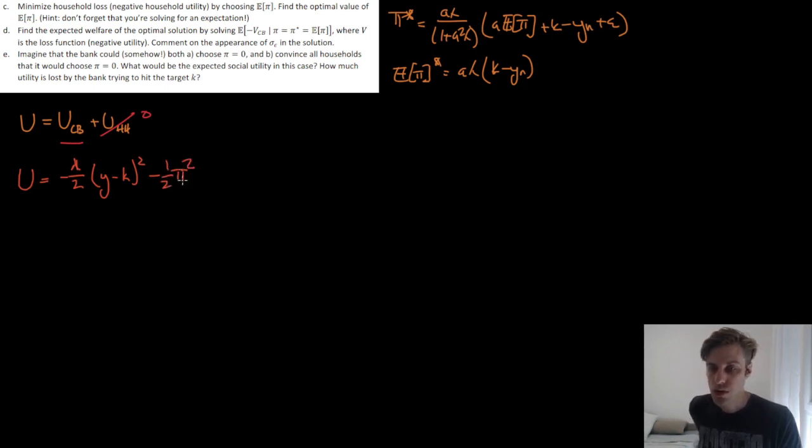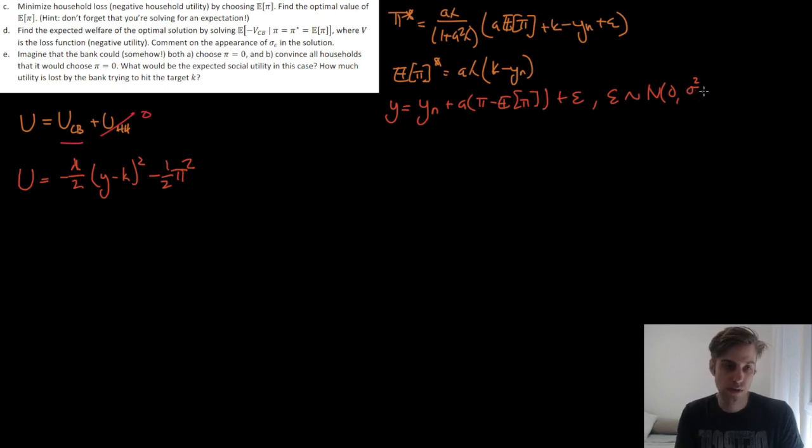And so our goal is going to be to plug in for y. And we remember that y is equal to yn plus a surprise inflation, pi minus expected pi, plus a shock. And we need to remember that the shock epsilon is normally distributed, mean 0, sigma squared variance. You parameterize it. I like parameterizing with the standard error, as you like.